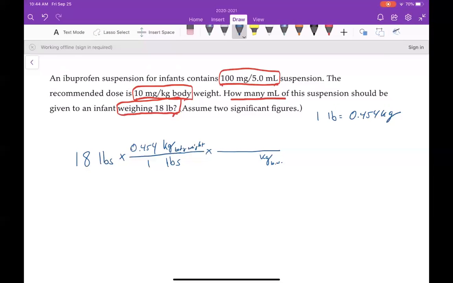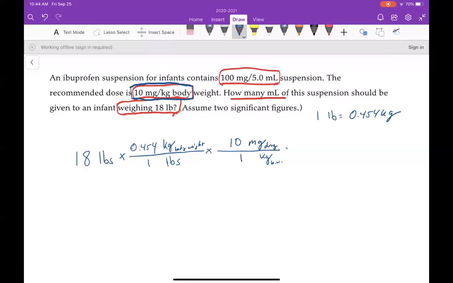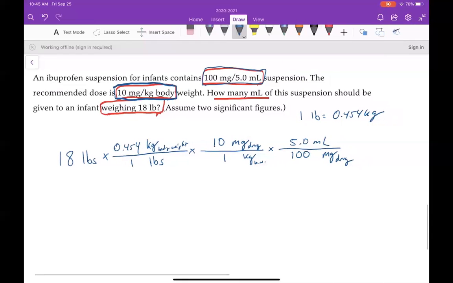So what could I turn that into? Well, if I come up here, I have this. So I can say that in 1 kilogram of body weight, there's 10 milligrams of the drug. So now I'm in milligrams of the drug. And I know that up here, 100 milligrams of the drug are in 5.0 milliliters of the suspension. So now, if I did this right, I should be in milliliters.